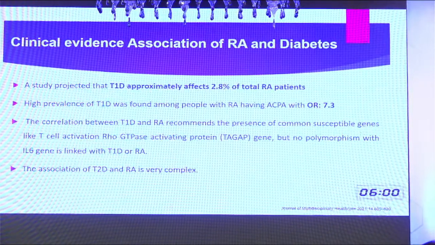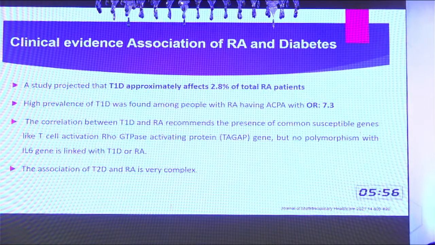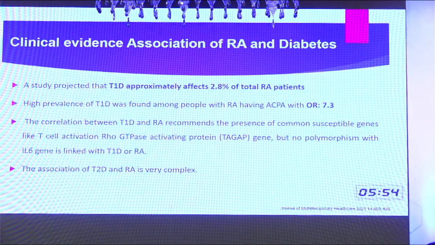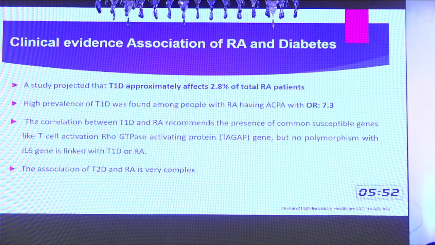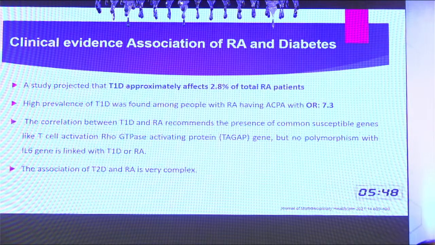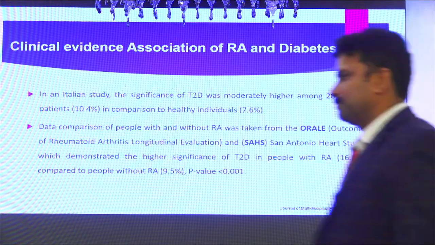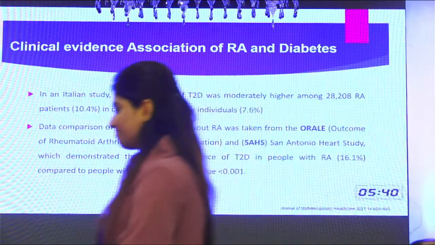So do we have clinical evidence? Do we have studies? Of course, yes. There is a study which has shown that type 1 diabetes patients have approximately 2.8% incidence of rheumatoid arthritis. At the same time, there's a high prevalence of type 2 diabetes also in patients with rheumatoid arthritis, and studies have shown that it may range from 10% to 20%.